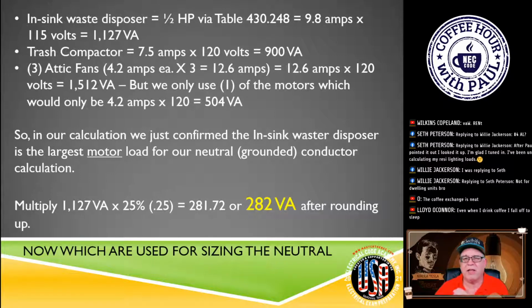Again, we knew that was 9.8 amps times 115 volts. That's 1,127 VA. That also is the largest motor, and that yields the highest value for VA. We only need one motor, so that's the one we're going to use. We take that VA times 25% or 0.25, if you like to break it down into decimals. And that gives us 281.72, which we're going to round up to 282.